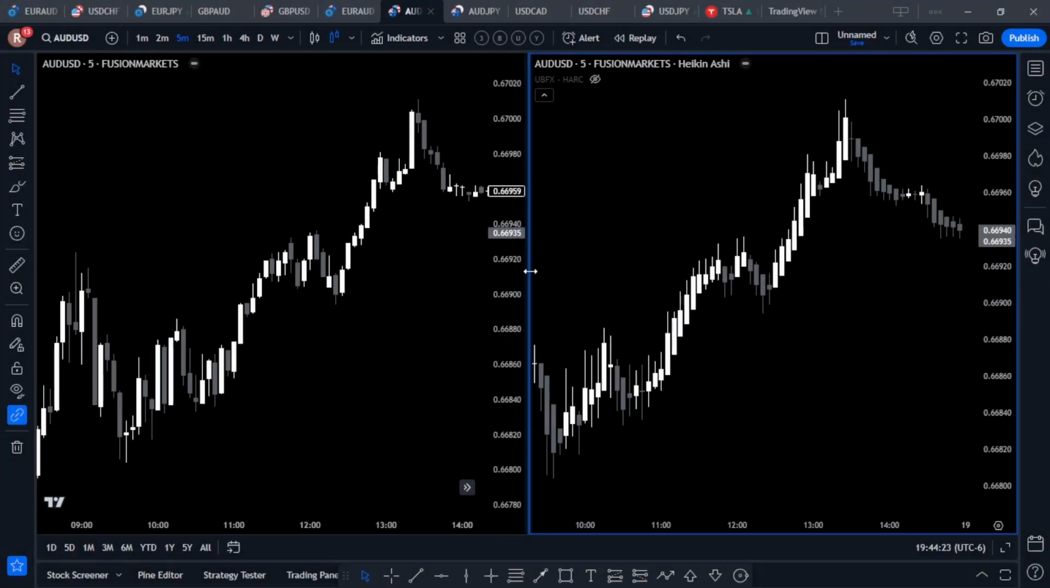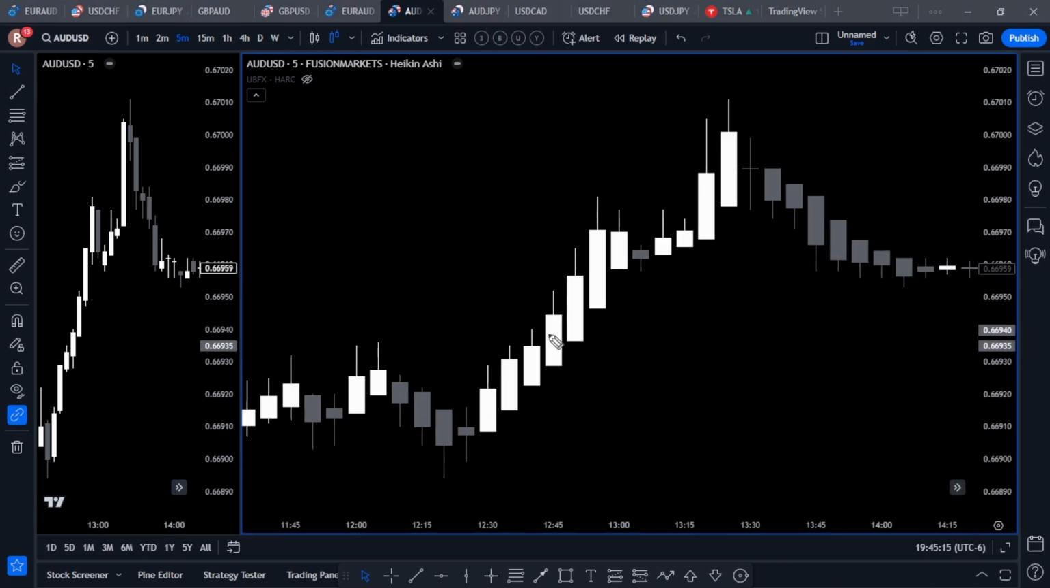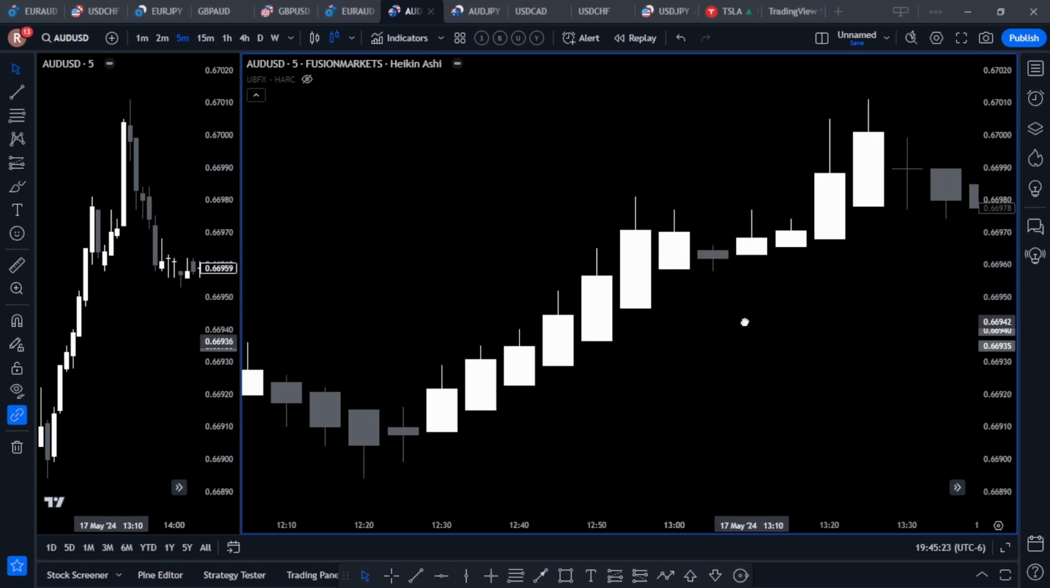Now, we're going to zoom in on this Heikin Ashi. I want to show you how the Heikin Ashi opens. So we've got this candle right here. We're going to use this as our example candle, and I will even zoom in a little bit. We're taking a look at this candle right here.